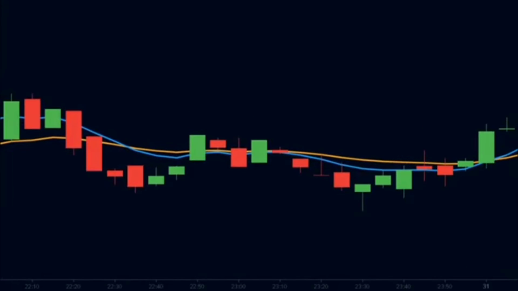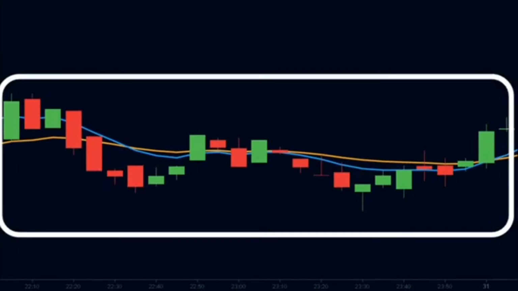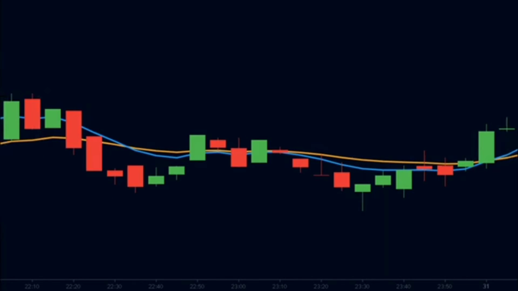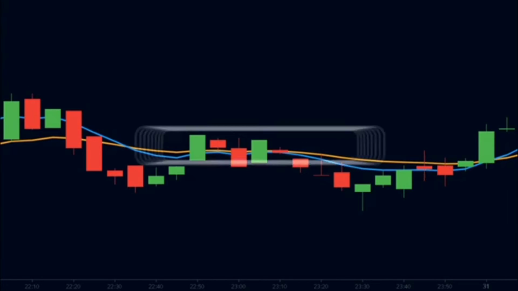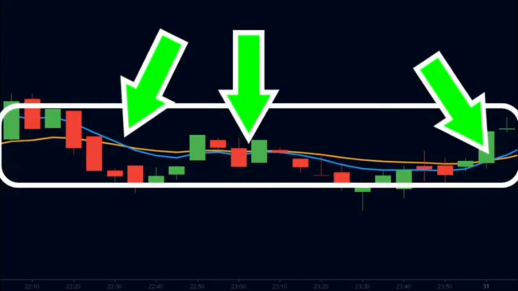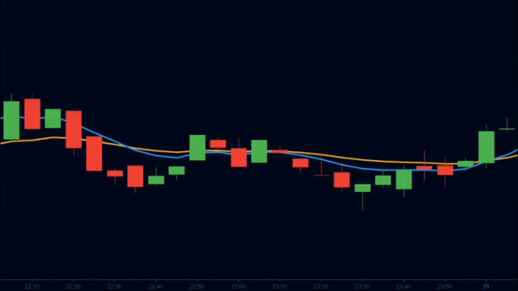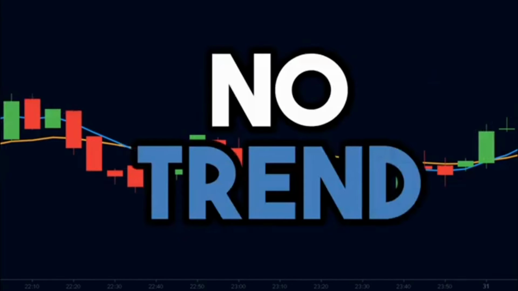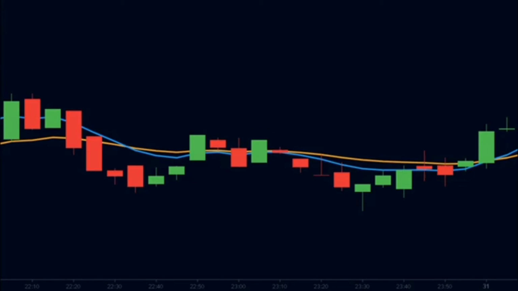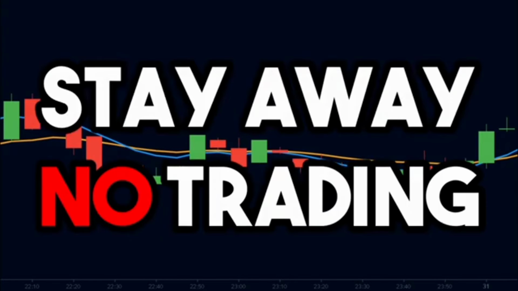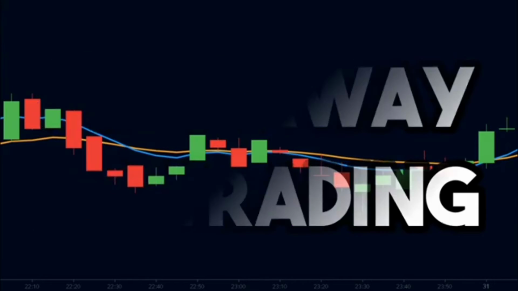In a sideways market, we can see that the price moves around the moving averages. It does not stay above or below the EMAs. We can also see that the EMAs stay flat, and there are multiple crossovers between them. There is no clear indication of a trend. Hence, we will stay away in these scenarios, and we will not enter into any trades.